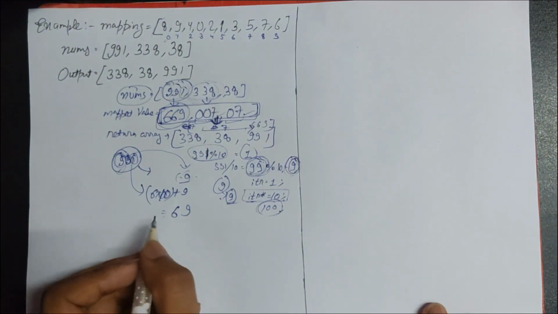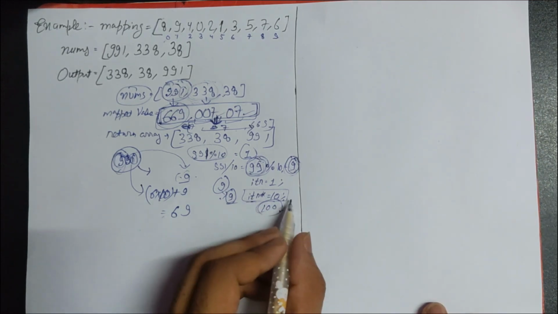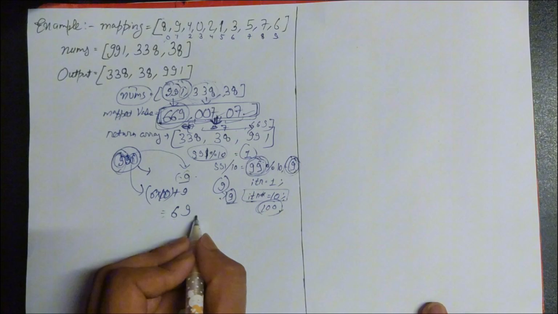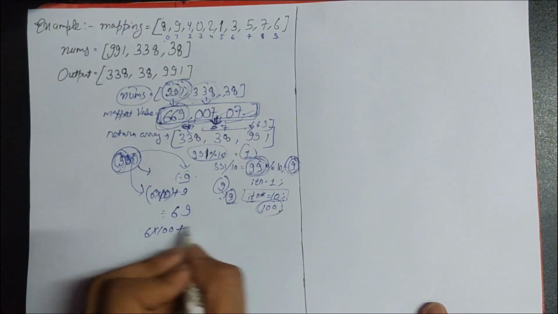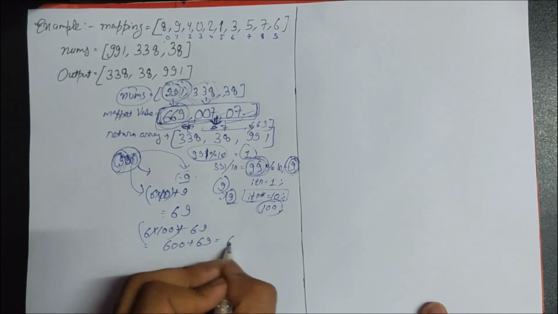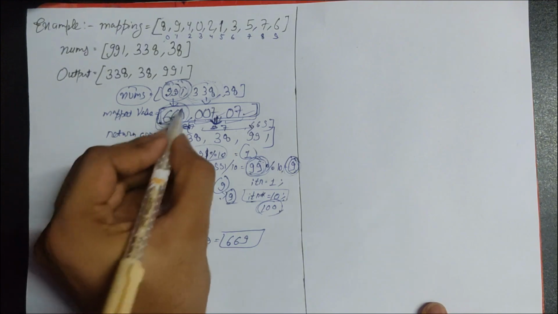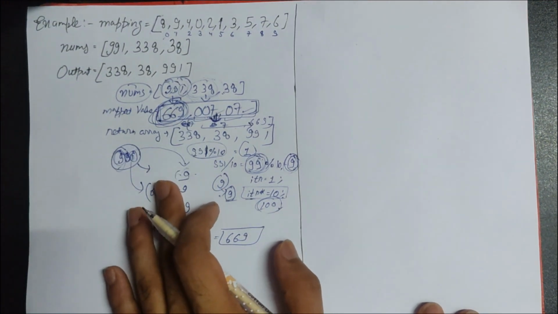Okay, 669. So what we can simply do, we will multiply the 6 by 100, which is the current value of ITR in the third iteration, and we will add this. So we will write 6 into 100 plus the previous value 69. So it will be 600 plus 69, which is 669. So we need this 669, and that's how we convert without using string, without using extra space.